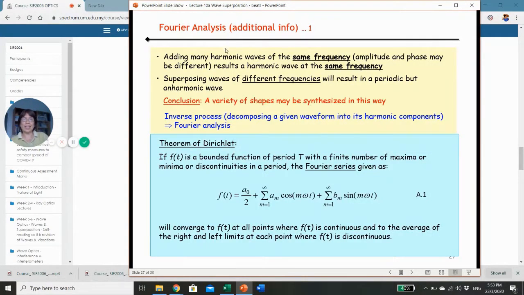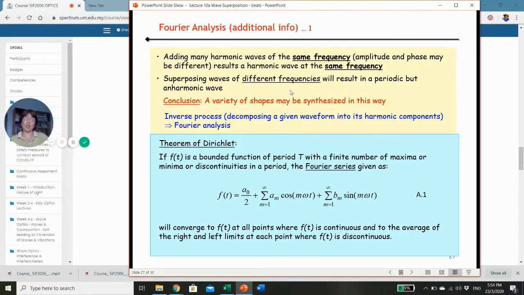This is a Fourier analysis; we're going to take an example of a square pulse afterwards. When you add harmonic waves of the same frequency, though their amplitude and phase may be different, it would result in a harmonic wave of the same frequency. But if we superpose waves of different frequencies, then it will result in a periodic wave, but it will not be a harmonic wave. It will become an n-harmonic wave. By summing different frequency waves, we can synthesize pulses of various shapes.